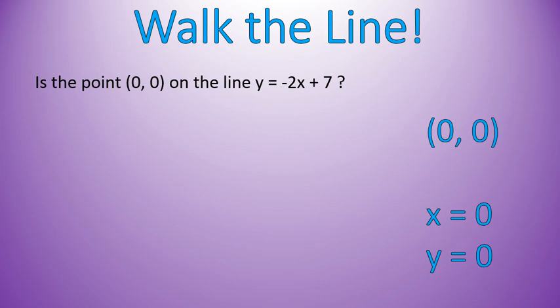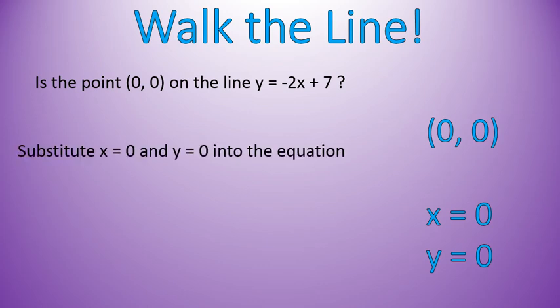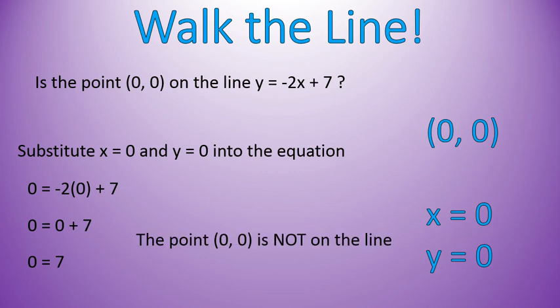Hey, welcome back. If you notice, this one is kind of nice because you get to work with two zeros. X equals 0 and y equals 0. And when you substitute that into your equation, it makes your life really easy. Negative 2 times 0 gives you 0. And 0 plus 7 equals 7. So it's quite obvious that the point (0, 0) is not on this line. We know that because 0 is not equal to 7. All right, definitely not on the line.